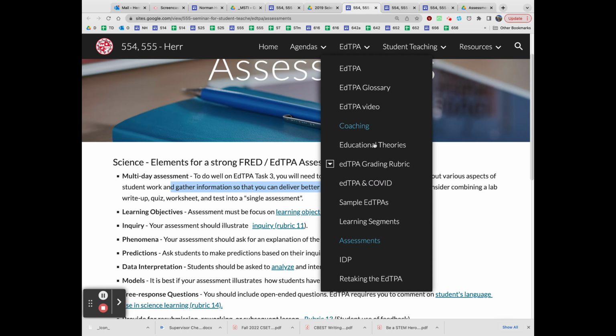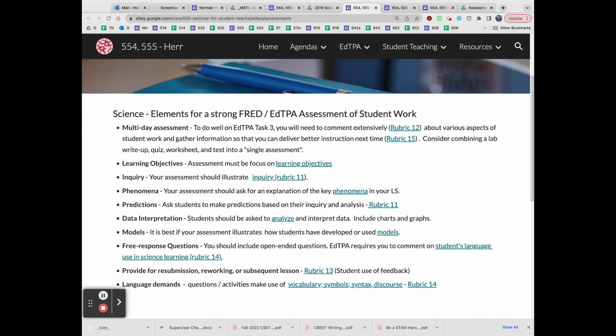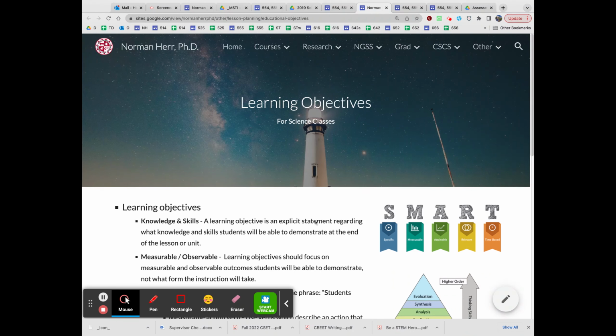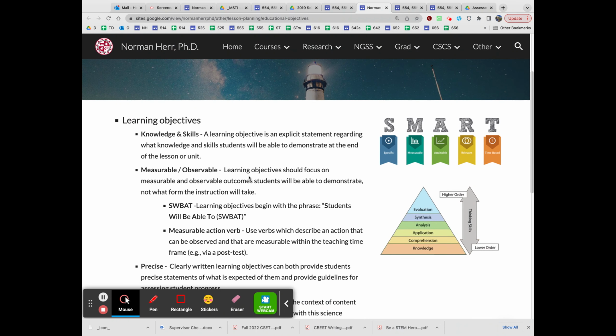So if we go back over to the sheet here, you're going to want to have multi-day assessments. I'm going to give you some examples of what those look like. You'll also want to make sure that you specify what your learning objectives are. I've provided a link here to learning objectives. With learning objectives, you want to remember the acronym SMART.